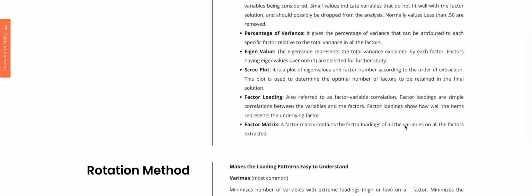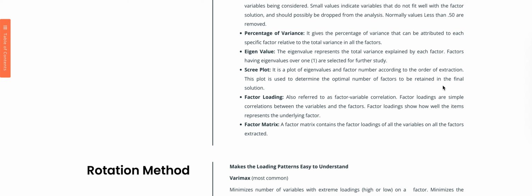Eigenvalue. The eigenvalue represents the total variance explained by each factor. Factors with an eigenvalue over one are selected for further study. Scree plot. It is the plot of eigenvalue and the factor number according to the order of extraction. This plot is used to determine the optimal number of factors to be retained in the final solution. Factor loading, also referred to as the factor variable correlation.